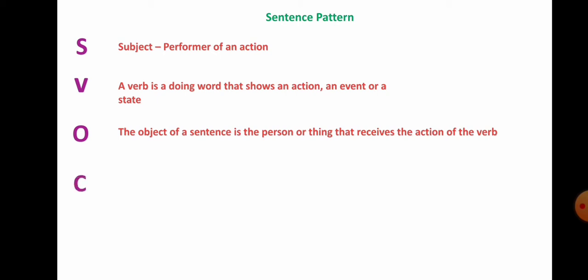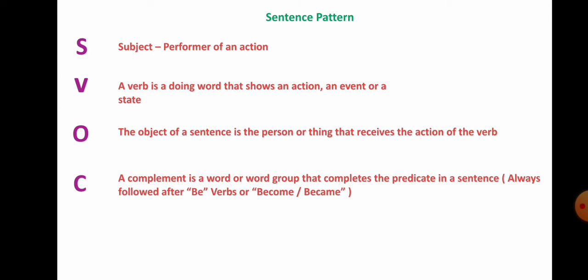Next one is complement. A complement is a word or a word group that completes the predicate in a sentence. But take a note, it always follows the be form verbs, as well as verbs like become, becomes. You know, I hope, the be form verbs: is, are, was, will be, am.